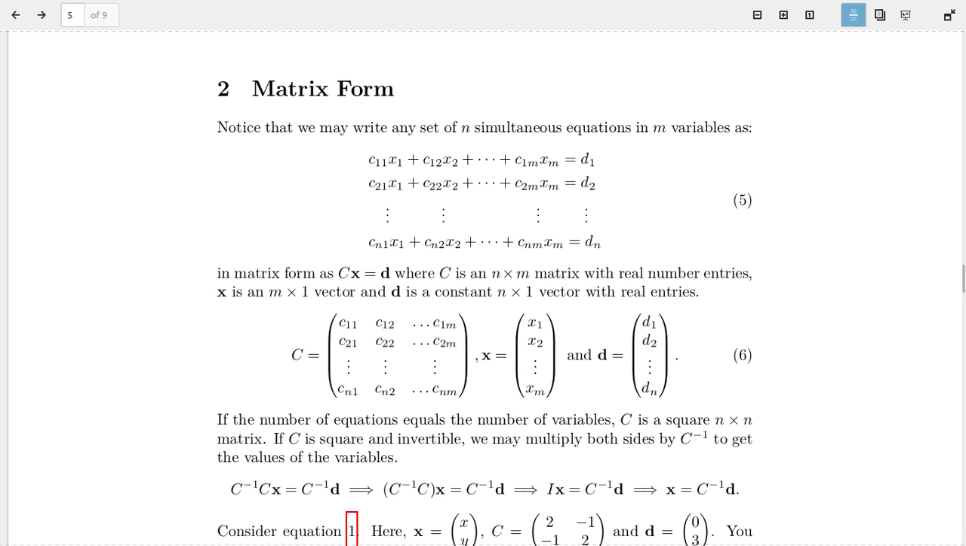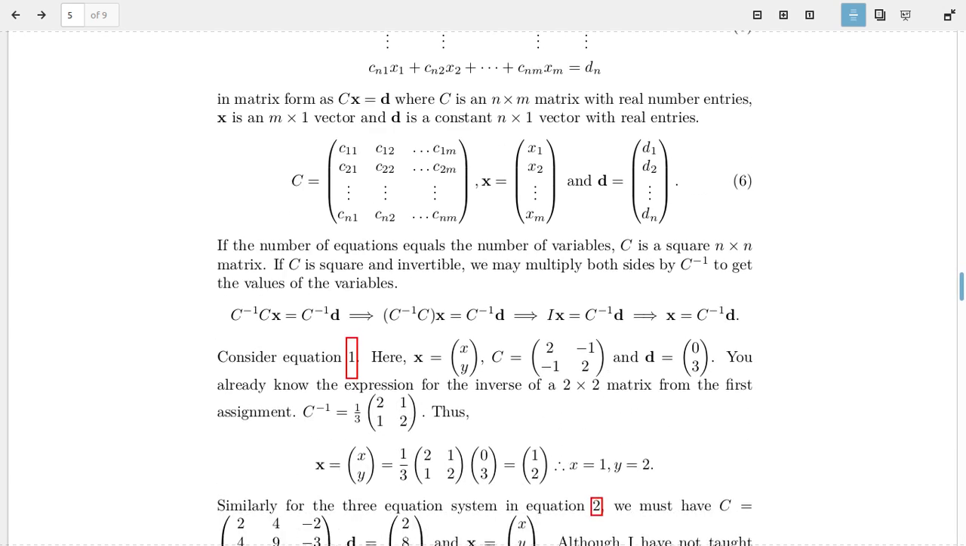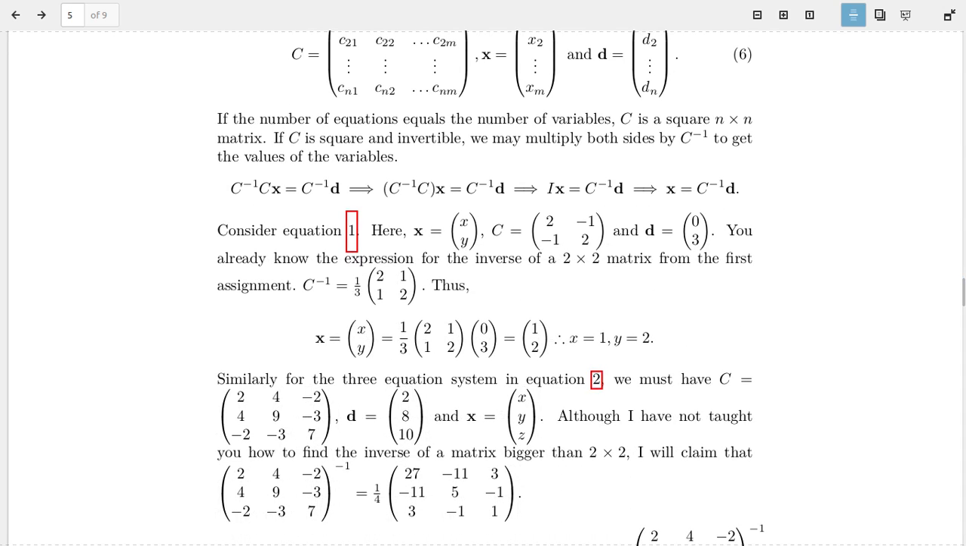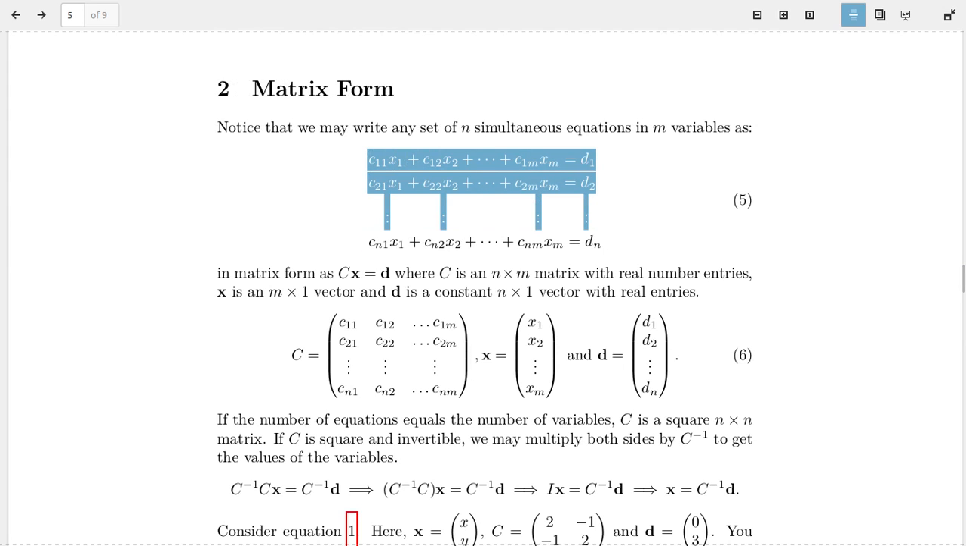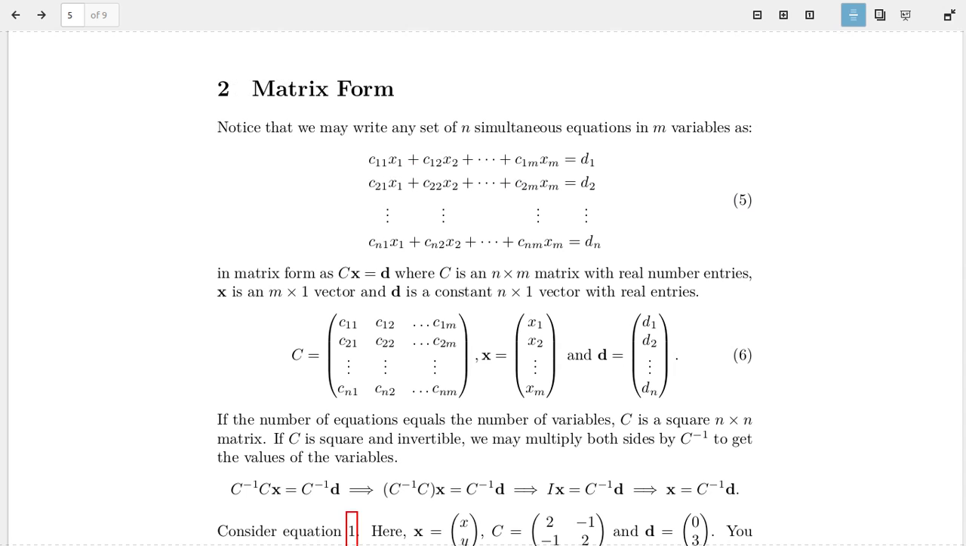What we'll do at first is examine the case in which C is a square matrix. What does that mean? If C is an n by n square matrix, this set of equations has n equations and n variables. We have the same number of equations as variables, so we have enough information to solve the set of equations.